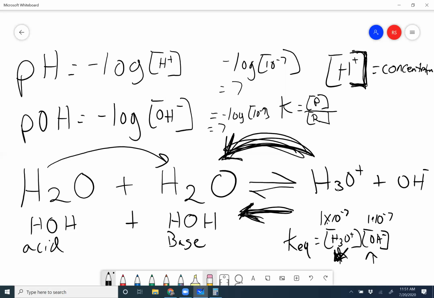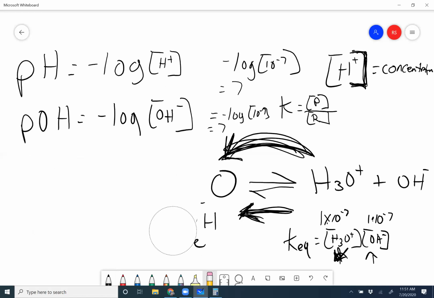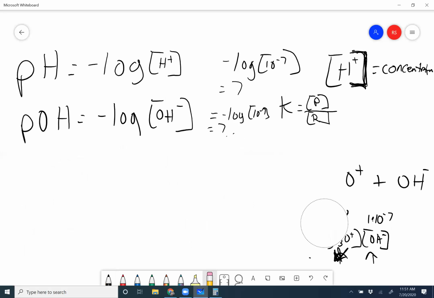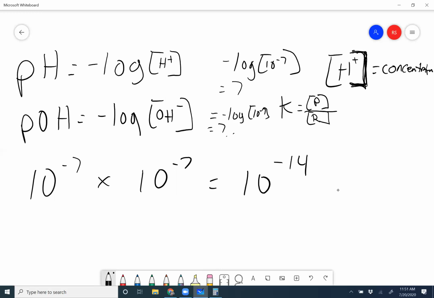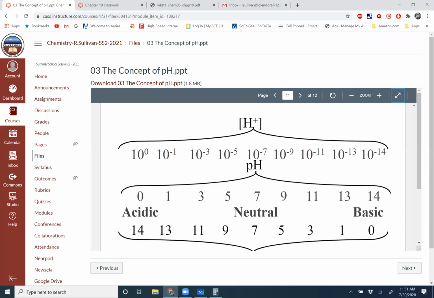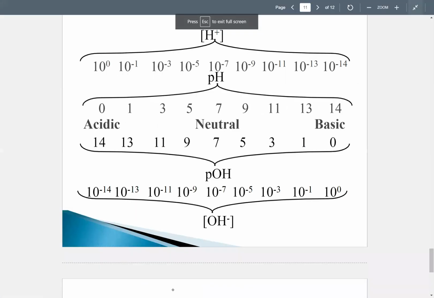Well, okay, where does the 14 then come in? You talked about all this stuff. Where's the 14 come from? Well, basic math. What is 10 to the negative 7 times 10 to the negative 7? Is equal to what? That's right, 10 to the negative 14. So the scale goes from 0 to 14 because of the self-ionization of water.